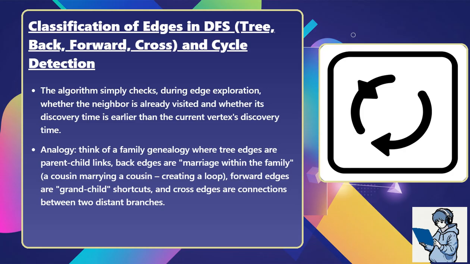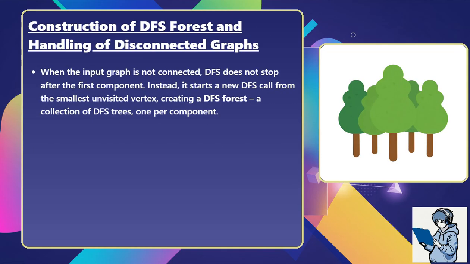Analogy: think of a family genealogy where tree edges are parent-child links, back edges are marriage within the family, a cousin marrying a cousin creating a loop, forward edges are grandchild shortcuts, and cross edges are connections between two distant branches. When the input graph is not connected, depth-first search does not stop after the first component. Instead, it starts a new depth-first search call from the smallest unvisited vertex, creating a DFS forest, a collection of DFS trees, one per component.